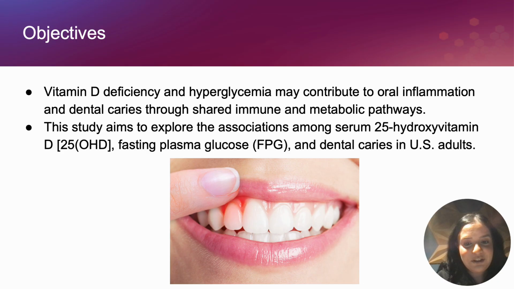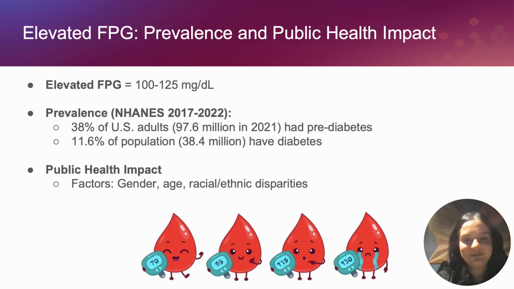As previously mentioned, we are very interested in seeing the shared immune and metabolic pathways in which vitamin D deficiency and hyperglycemia might contribute to oral inflammation, leading to dental caries. So our study is going to explore these associations among serum 25-hydroxyvitamin D, fasting plasma glucose, and dental caries in the United States adult population.